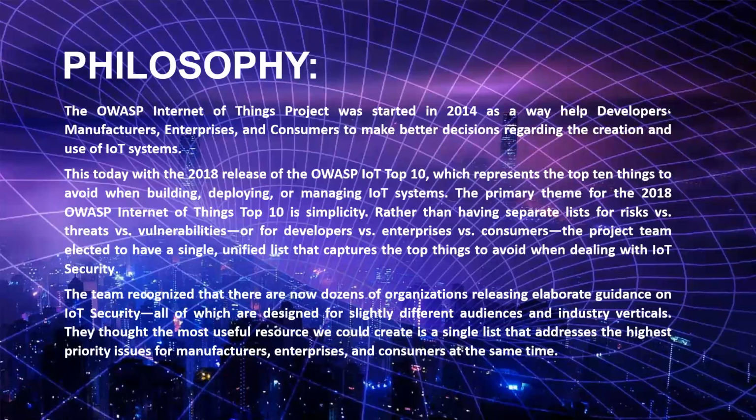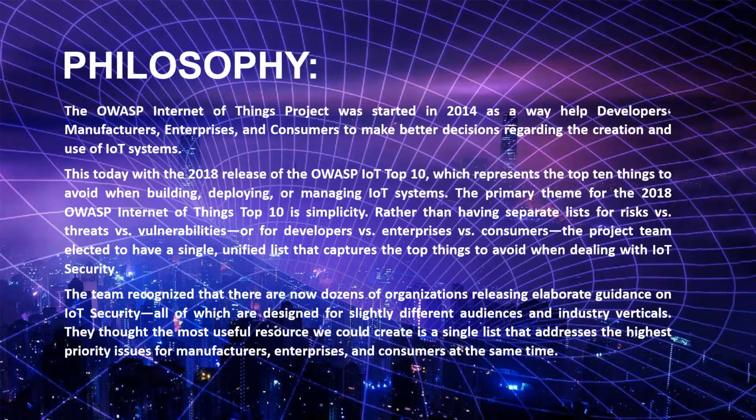The philosophy: the OWASP Internet of Things project was started in 2014 as a way to help developers, manufacturers, enterprises, and consumers to make better decisions regarding the creation and use of Internet of Things systems. Today, with the 2018 release, the OWASP Internet of Things Top 10 represents the top 10 things to avoid when building, deploying, or managing Internet of Things systems.